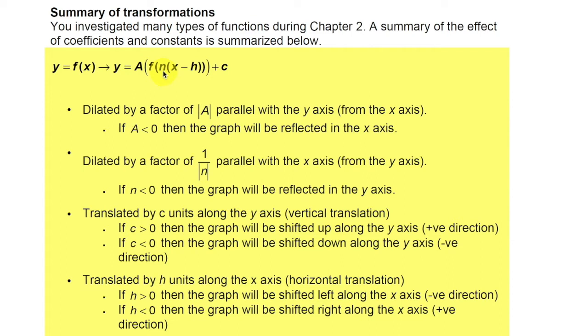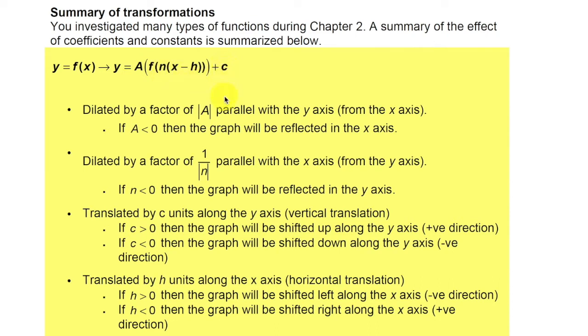Here what we're doing is we're dilating by a factor of 1 on the magnitude of n, parallel with the x-axis. So it's 1 over. That's the important part. Now, if A is negative, then the entire graph is going to be reflected in the x-axis. If n is negative, then the graph will be reflected in the y-axis. So we've done dilations, reflections. Now what we've got to do is consider the translations.